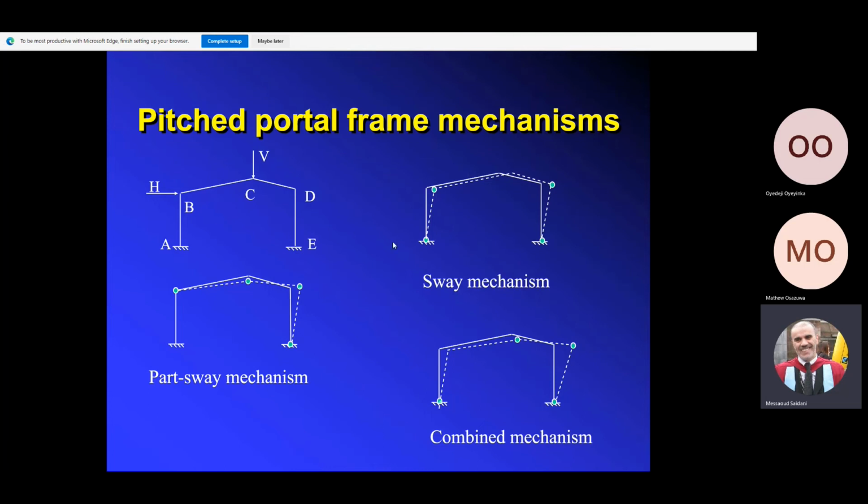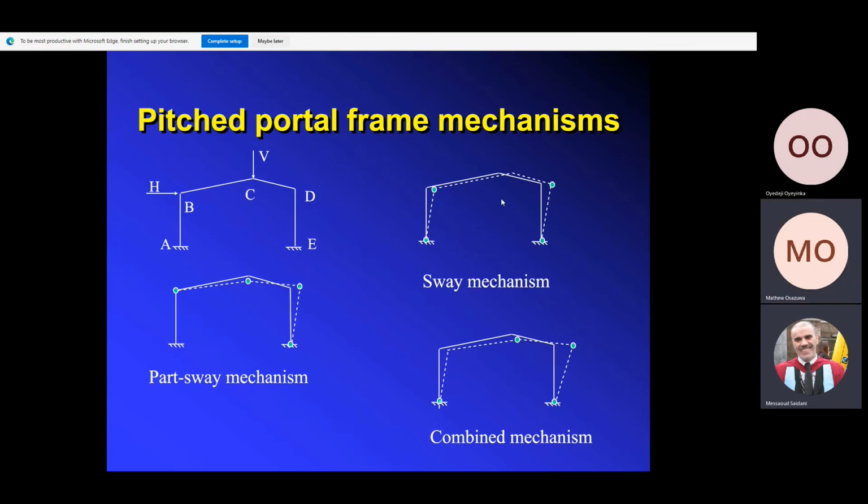And obviously, then we have to consider the combination of these two, which gives us a combined mechanism of the part sway and the sway mechanisms. In this case, it is a little bit like the rectangular frame where the hinge at B here will cancel. Why does the hinge cancel when you combine these two? The angle is the same, yeah, but why does the hinge cancel?